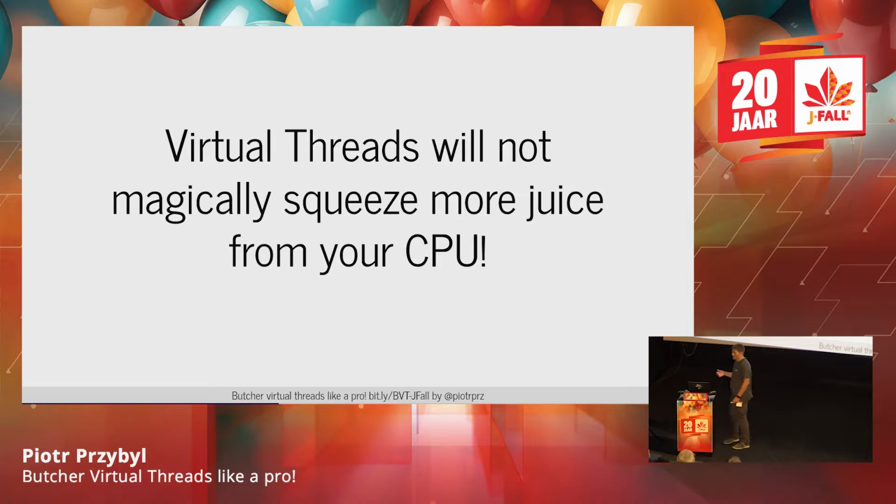But there is no capital D, dash D or dash XX to switch to virtual threads, okay? It's not there. There is no such option, and I think there's a very nice reason for this, because then everyone would be butchering virtual threads, really, myself included. And there's this one thing. Virtual threads won't squeeze magically more juice out of your CPU, okay?